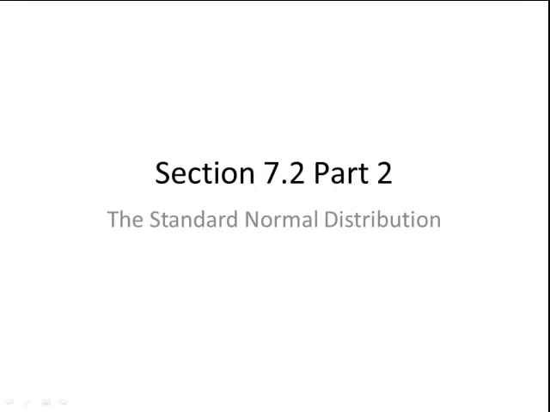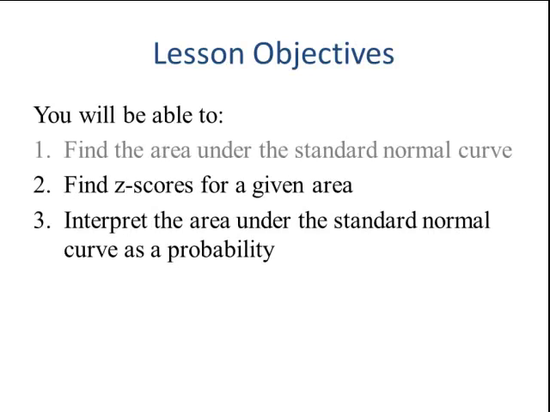Section 7.2, Part 2, the Standard Normal Distribution. Lesson objectives. In the previous video, we learned how to find the area under the standard normal curve. In this video, we will find the z-scores for a given area and interpret the area under the standard normal curve as a probability.